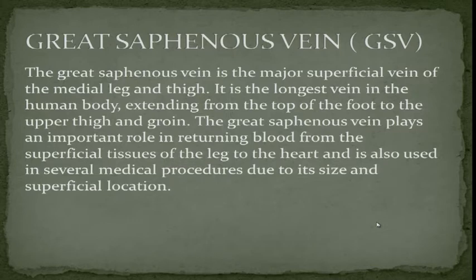The great saphenous vein is the major superficial vein of the medial leg and thigh. It is the longest vein in the human body, extending from the top of the foot to the upper thigh and groin. It plays an important role in returning blood from the superficial tissues of the leg to the heart, and is also used in several medical procedures due to its size and superficial location.